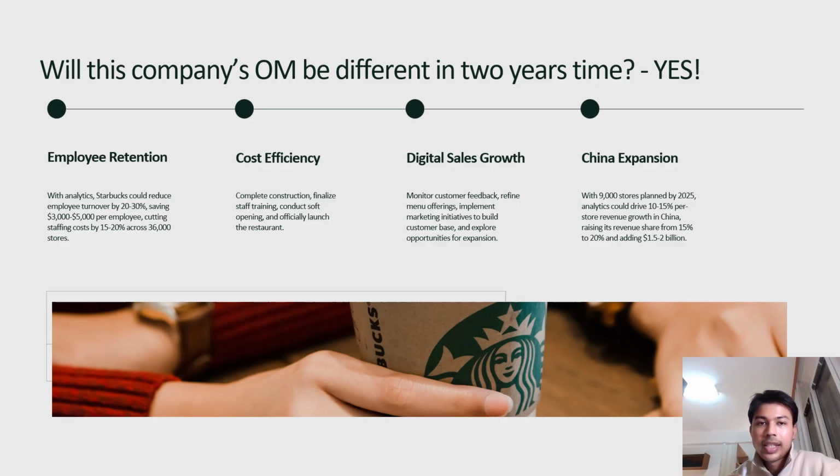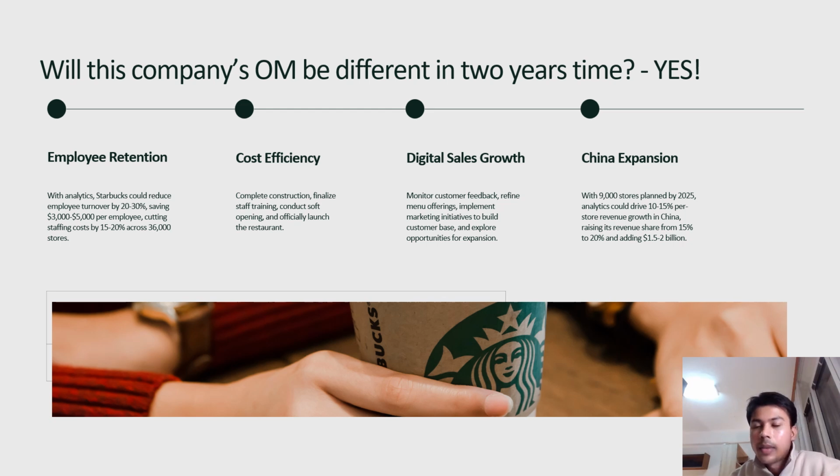Now, will this company's OM, operations management, be different in 2 years' time? We think absolutely yes. Starting with employee retention, Starbucks could reduce employee turnover by 20 to 30%, saving up to $3,000 to $5,000 per employee, cutting staffing costs by 15 to 20% across 36,000 stores.